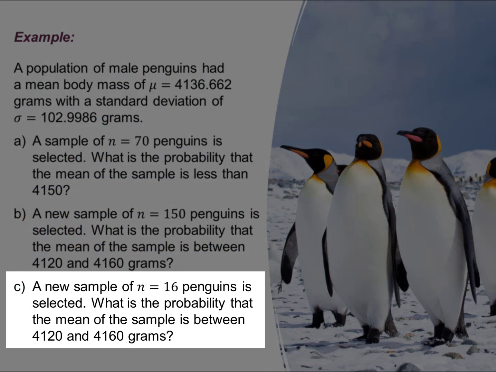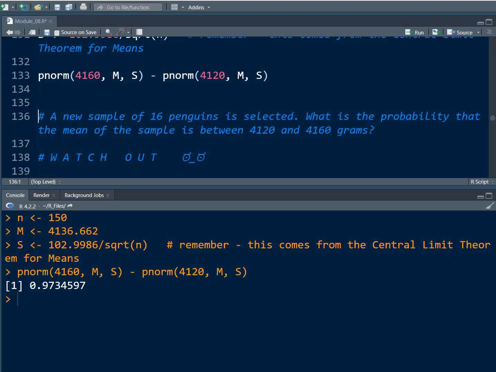A new sample of n equals 16 male penguins is selected. What is the probability that the mean of the sample is between 4,120 and 4,160 grams? Okay, here we have to be careful. It would be an easy mistake to go in and redefine n to be 16 and just rerun the commands, but that would be a mistake. Do you know why?